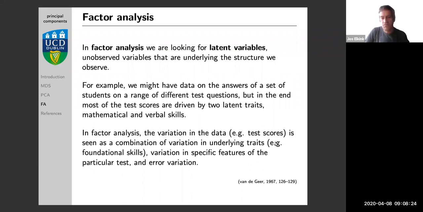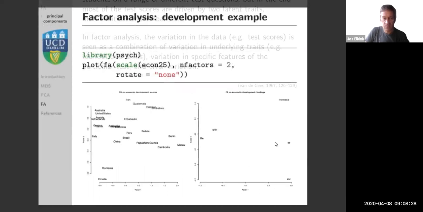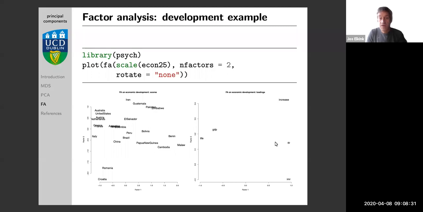So the idea is to find these underlying latent traits, these underlying dimensions of the data. So we can use it, for example, on the economic data. We have 5 different variables that all measure something about economic development. We want to reduce that to fewer dimensions so that we can visualize it. We can't make a plot with 5 axes. So we do a factor analysis. We obtain scores, we obtain loadings. On the left, you see the scores. On the right, you see the loadings.